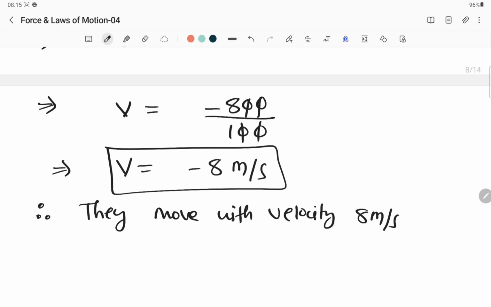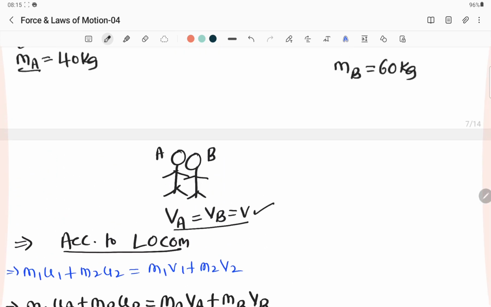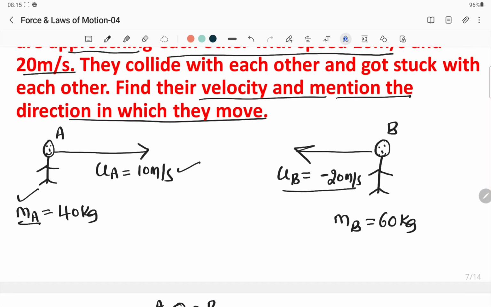But in which direction? We got it as minus, no? Look at this. Which one we took as minus? We took this direction as positive, this velocity as positive, and this velocity as negative. Correct? Now this velocity as negative means once they have collided with each other, they will be having the same velocity, but they will be moving in this direction now. Why are they moving in this direction? Because we got the final answer as a minus. So minus means this direction only, along the direction of B. So that's why they will be moving with 8 meter per second.